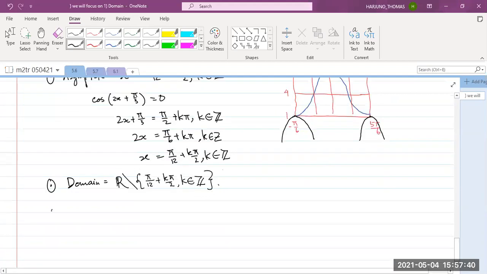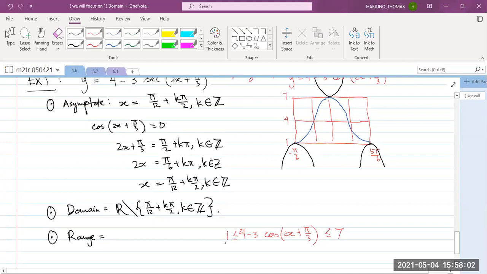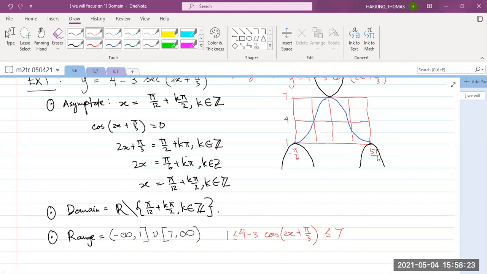Now, how about the range? Imagine the cosine version, 4 minus 3 cosine of (2x plus pi over 3). This is at most 7. This is at least 1. Is it right? Okay, the range for the cosine is between 1 to 7. So the range for the secant version will be negative infinity up to 1 union 7 to infinity, because the range for the cosine version is from 1 to 7. You see that? So the range for the secant version is anything but the red interval in this case. Does it make sense?